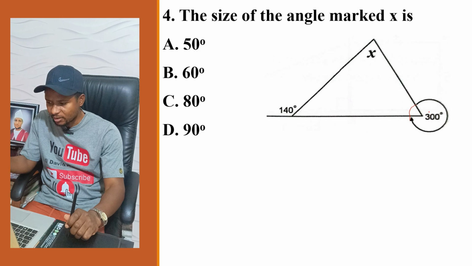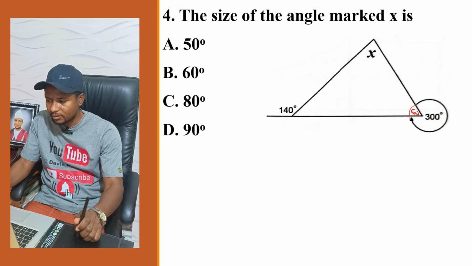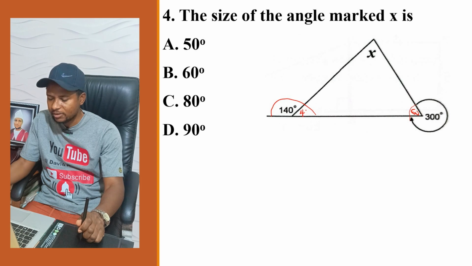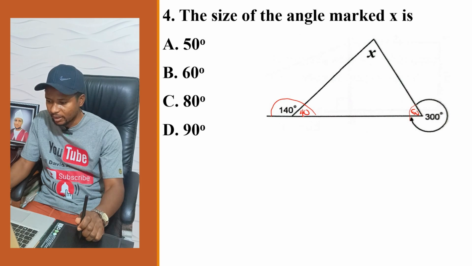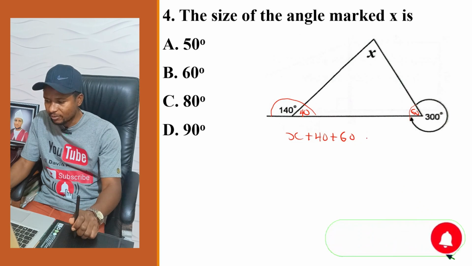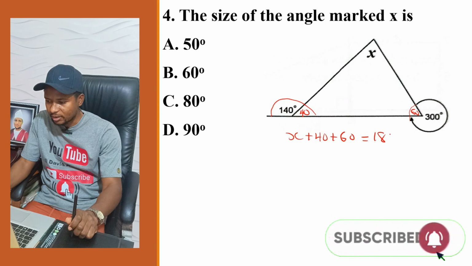So that's sum of angles at a point. This is 60, because 60 plus 300 will give you 360. And then this is sum of angles on a straight line, so I can complete this by placing 40. And in the triangle, you can add up x plus 40 plus 60. Sum of angles in a triangle gives you 180 degrees.